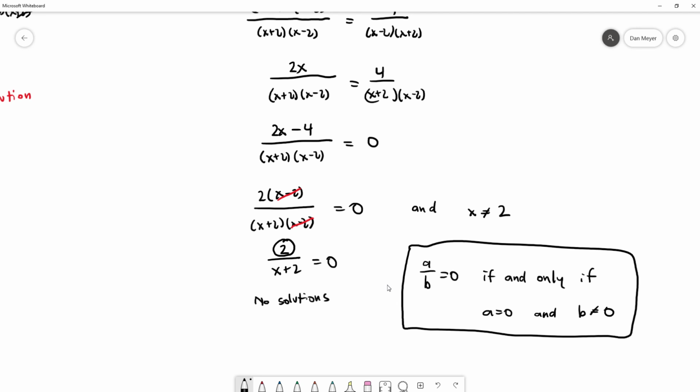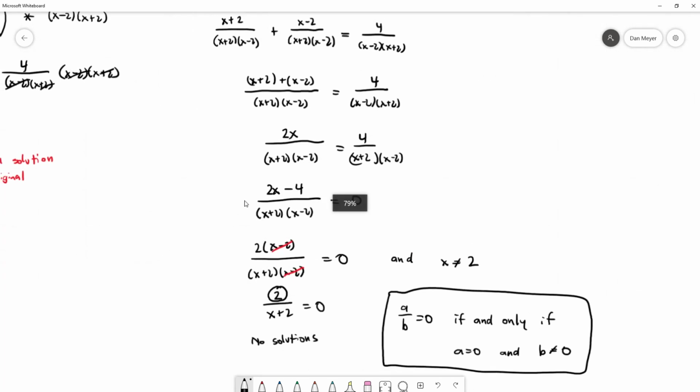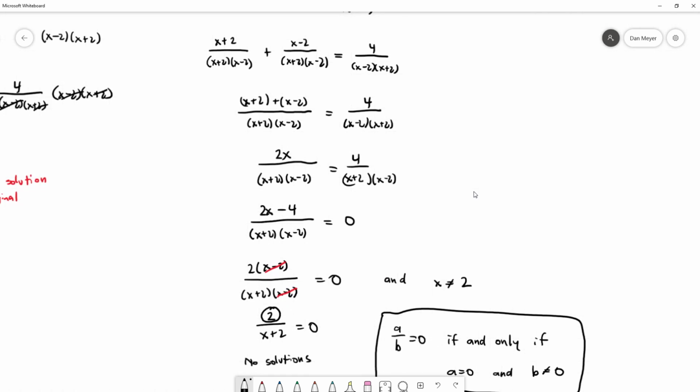So this process, by the way, you don't have to do this process. I just wanted to illustrate it because it is going to be an important process when we solve inequalities, not necessarily solving equations, but solving inequalities. You run into trouble when you multiply on both sides of an inequality. We'll cross that bridge when we get to it.